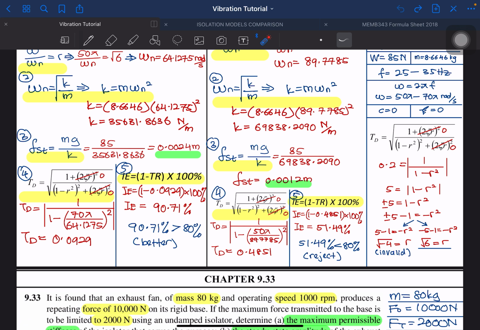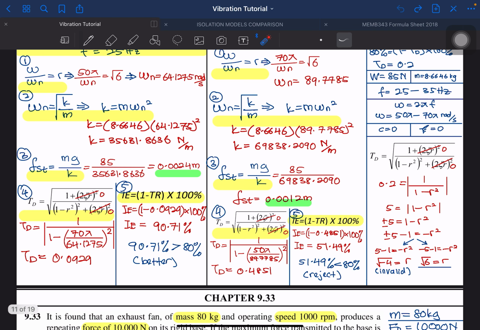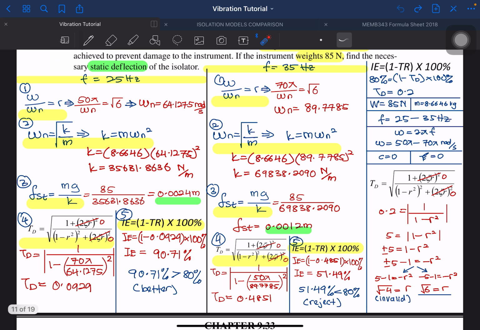This is why we do the fourth and the fifth step for both frequencies. Let's take a look here. The damping ratio is 0. Since both are 0, we get the equation from just now: 1 over the modulus of 1 minus r squared. Now, if we cross use the frequencies, we can find which isolator will have a better efficiency than the other.